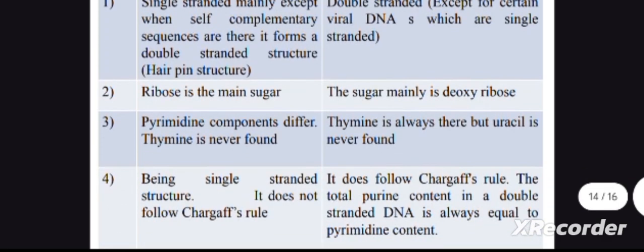So here are the differences between RNA and DNA. Some of the important differences are given. Just go through this PPT and study well.